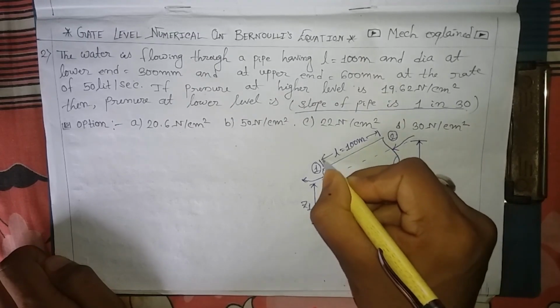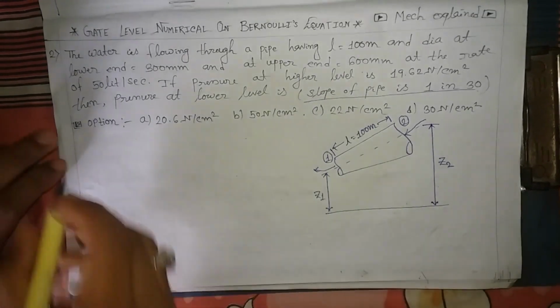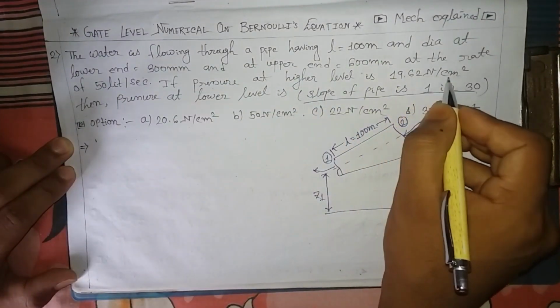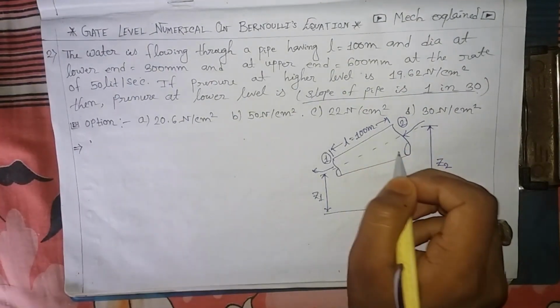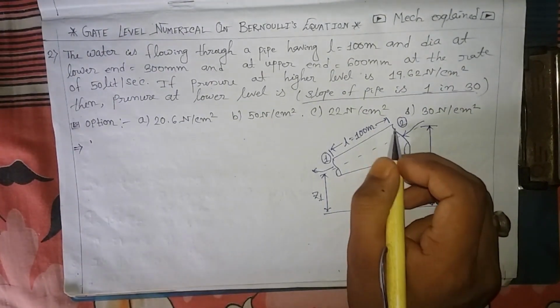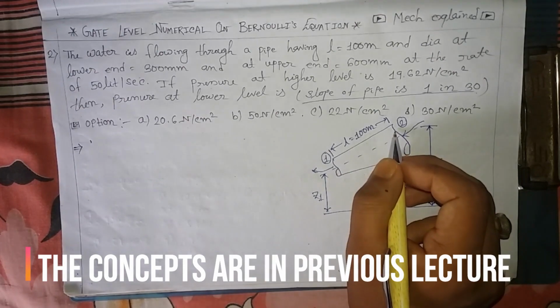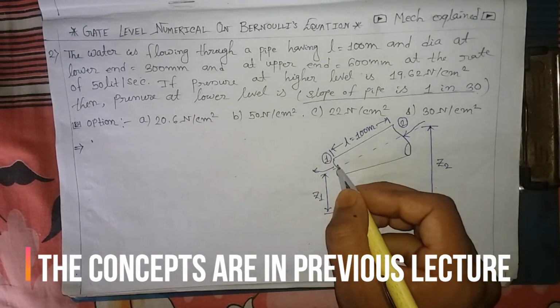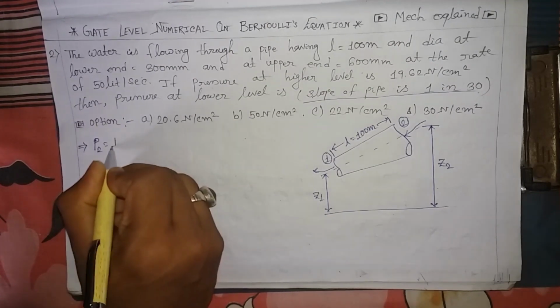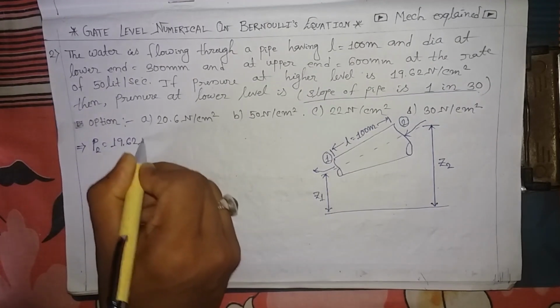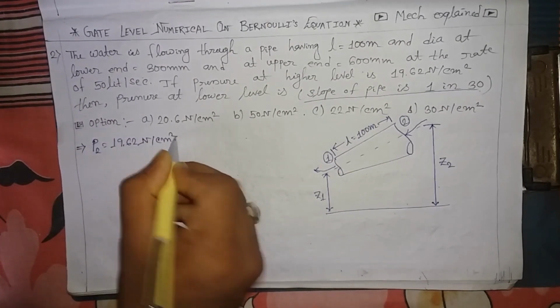Okay, let's write the given quantities. Pressure at higher level is 19.62 Newton per centimeter square. This is the pressure at the higher level because the area is more, or the diameter is more, so pressure will be higher at this section. And velocity will be higher at this section. This is the basic concept. P2 equals 19.62 Newton per centimeter square.